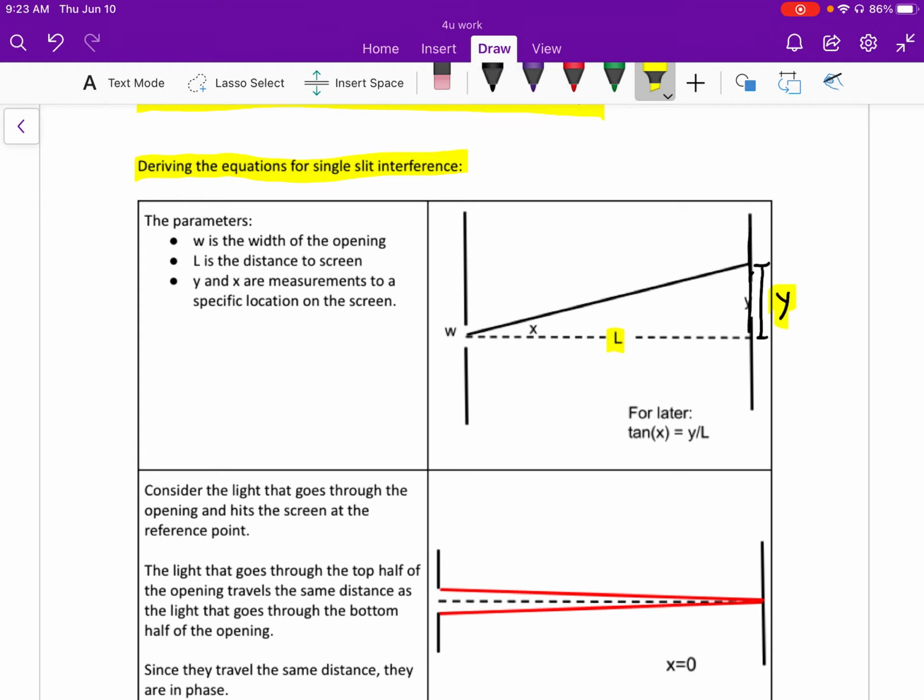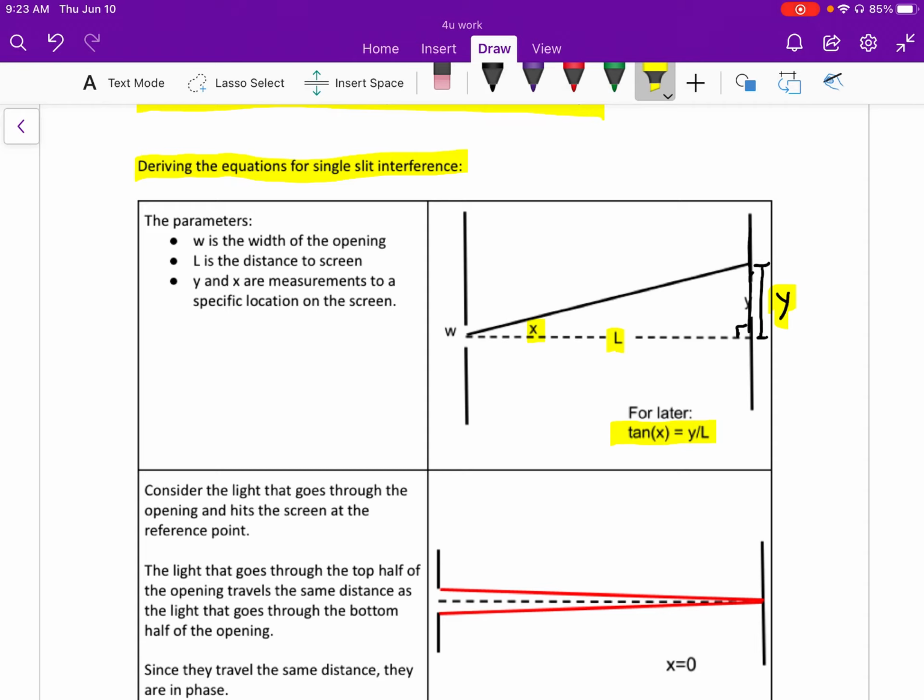The position can also be measured in terms of the angle from the reference line. That I've just shown there is a right angle triangle. Relative to angle x, the opposite is the y, the adjacent is L, so that's a tan relationship. So just like we did in the double slit proof, we'll use this later. Tan of the angle is y over L.